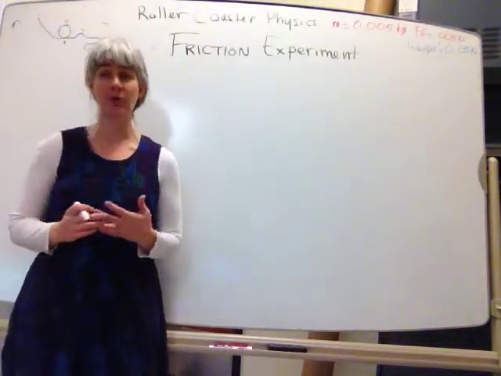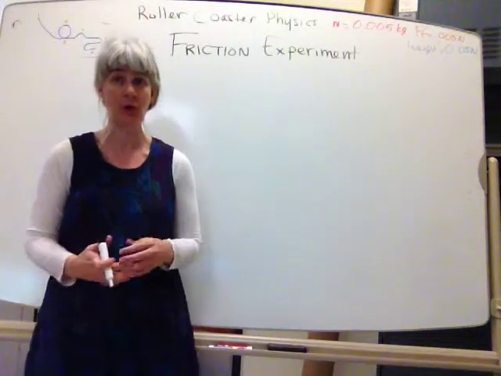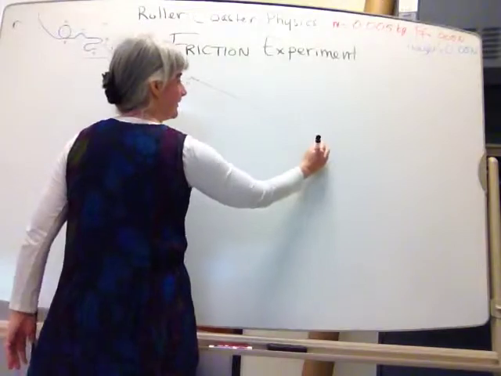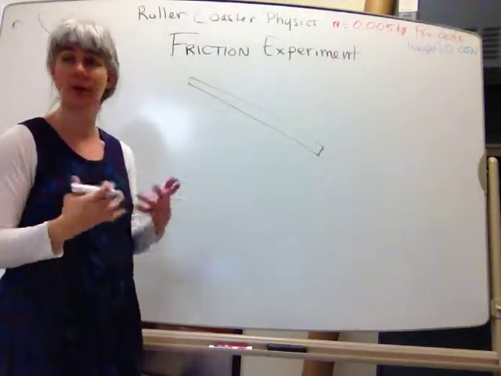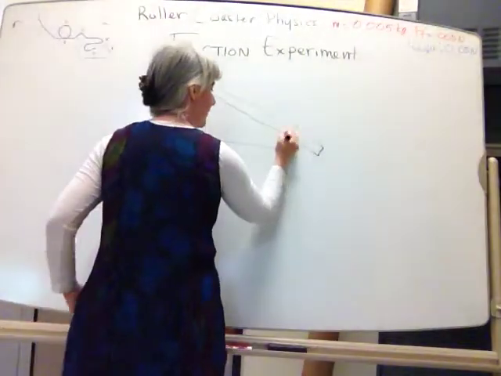Now we're going to talk about how to do an experiment on friction to figure out what the coefficient of friction is. There are two good ways to do this. One is to take a piece of your track, not the actual track, but just a piece of whatever kind of tube you're using, clear or foamy tubes, and set it up at an angle.